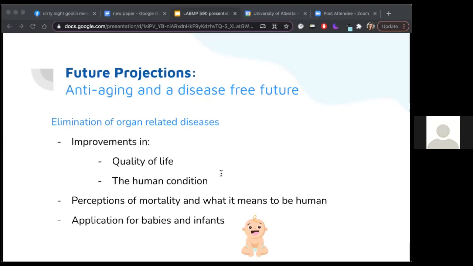And this does raise the question of whether our perceptions of individuals who are differently abled will shift.